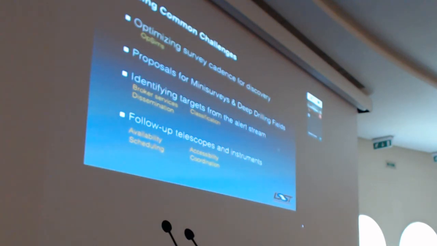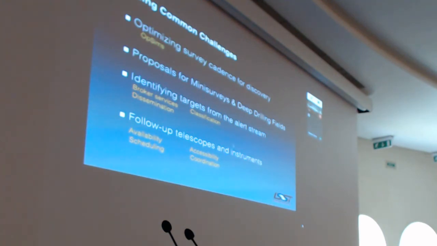Another aspect to the work is going to be being able to identify these targets from the LSST data stream, and in particular from the real-time alerts that we'll produce. This then touches on such things as broker services, which are expected to disseminate the alerts coming from LSST, and also to provide some sort of classification service, but also in terms of making sure that those services are accessible to people and provide the information that is necessary for people to conduct follow-up observations, for instance.